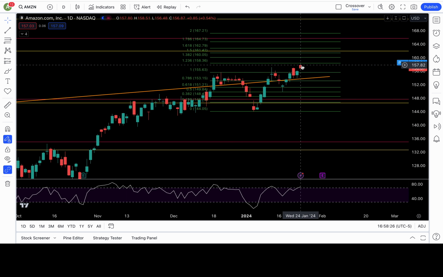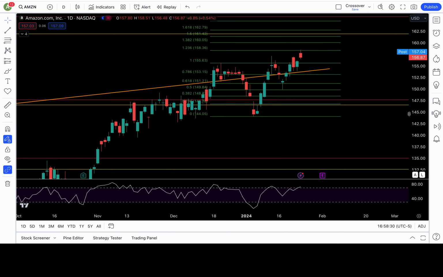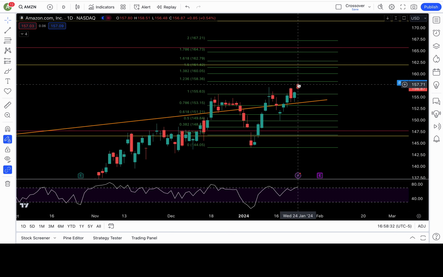And look what happened here when it hit the 1.236 fib level. That was at 158.3-ish. Got some selling pressure, okay? So if there's going to be follow through, 155.6 is the level that must break down to put 153, 151.2, 149.8, and 148.4 all back in play, okay?